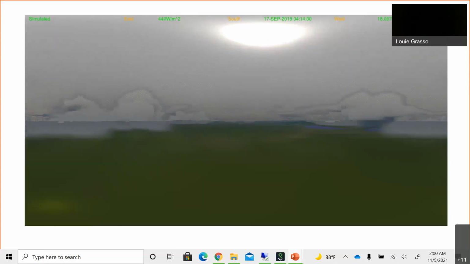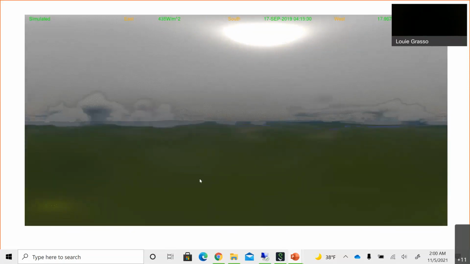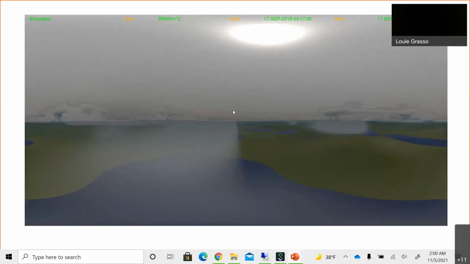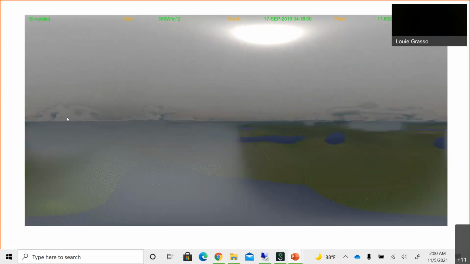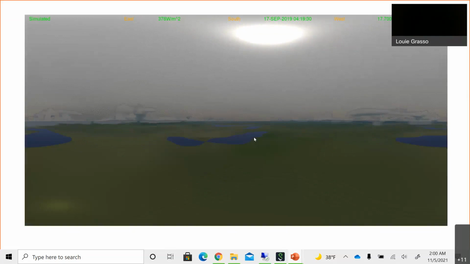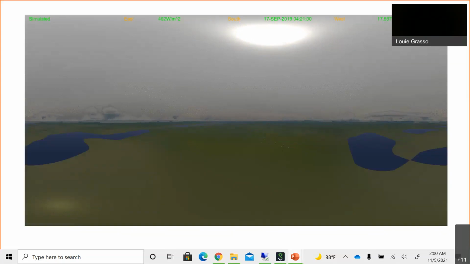Okay, we're about halfway through the simulation. We're right into a valley. And it looks like the clouds are actually moving to the left, but actually it's rotating because of our 360-degree field of view here. Right, we're almost coming up to the end of this particular simulation.